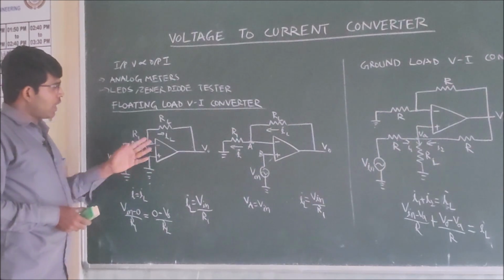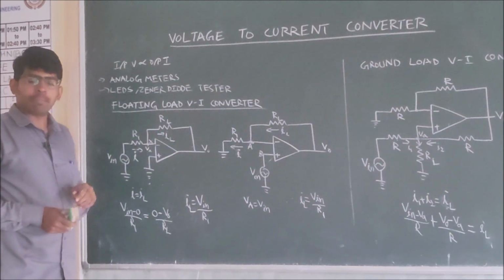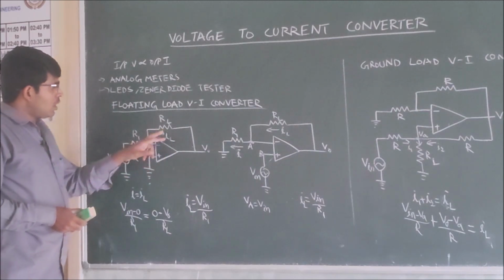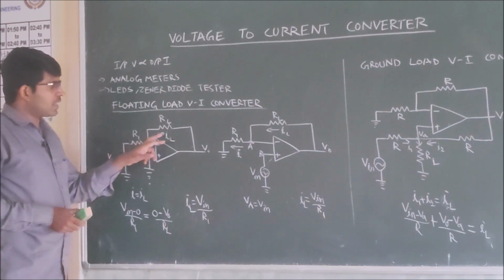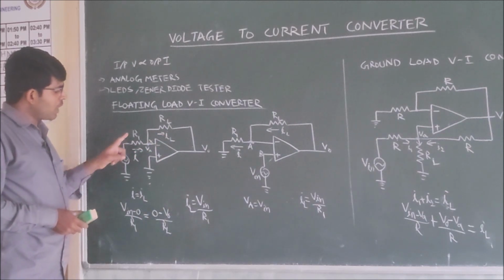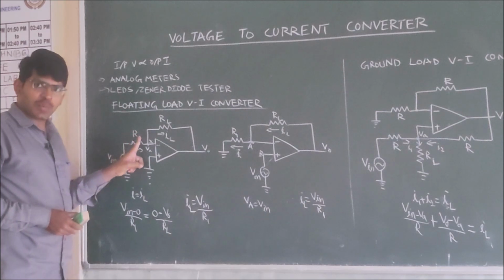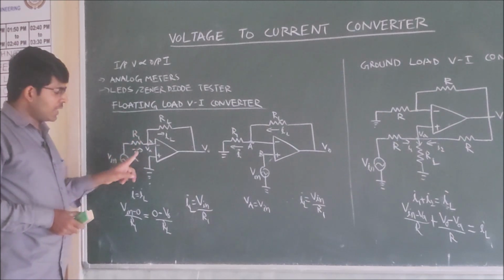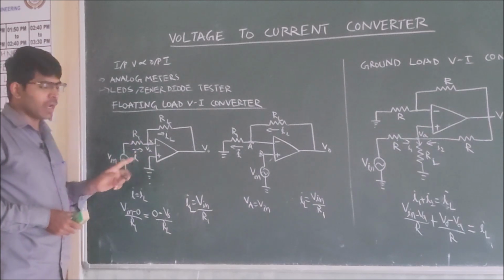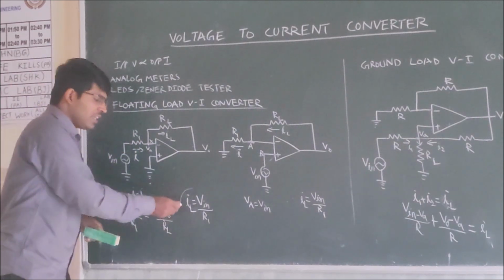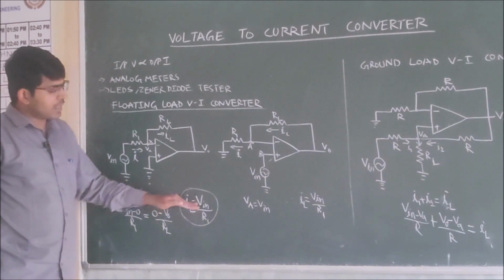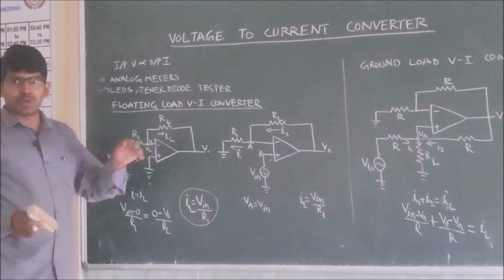From this we can get the relationship between Vin and Vo. But what is actually the output current IL? This output current IL is nothing but the same current I that is entering through it. What is this I? I is nothing but Vin by R1, that is, Vin minus 0 by R1. So this equation is representing that the output current is directly proportional to Vin.